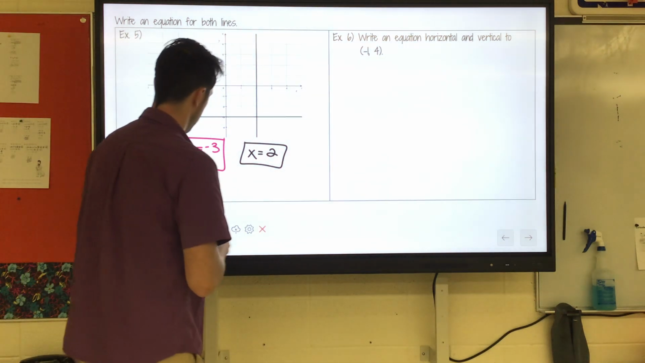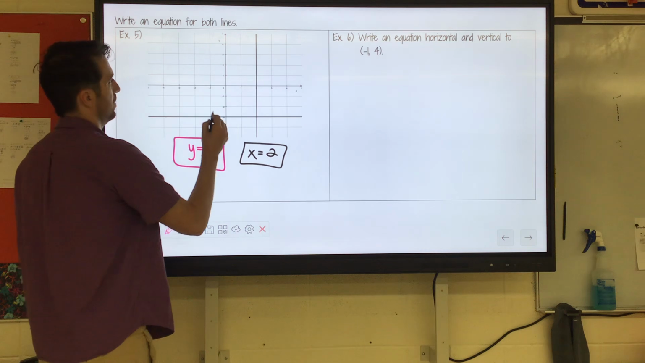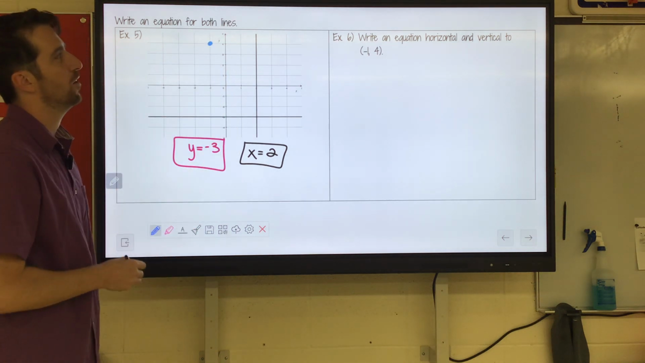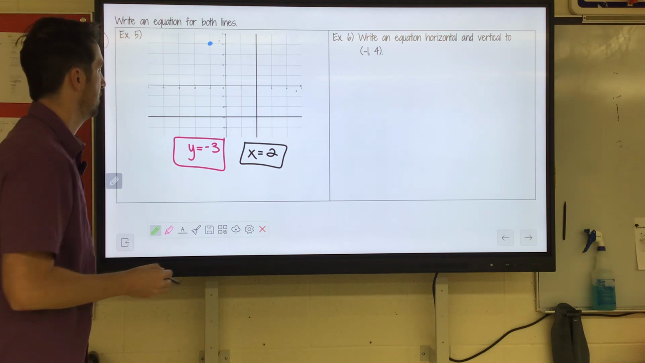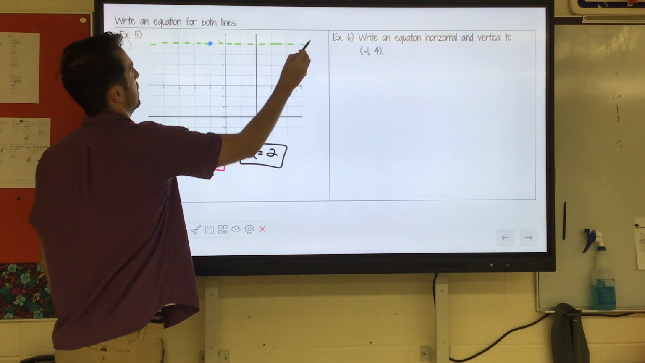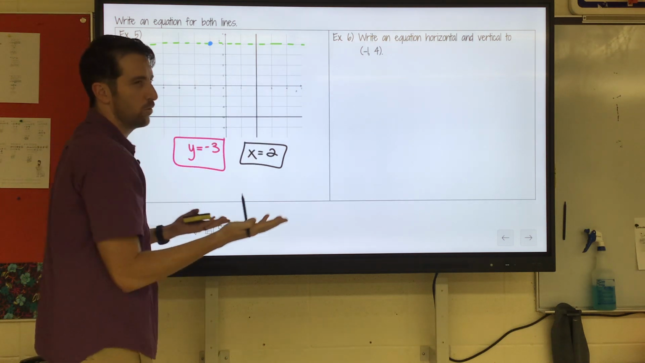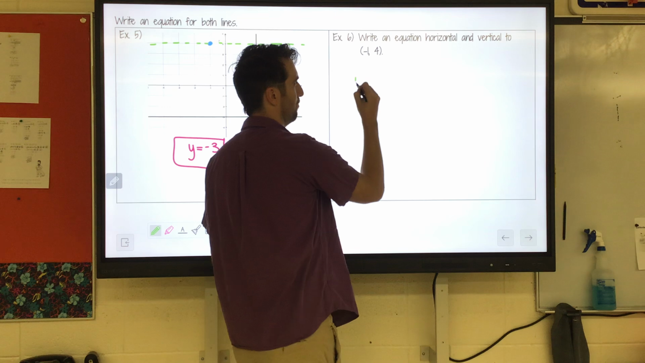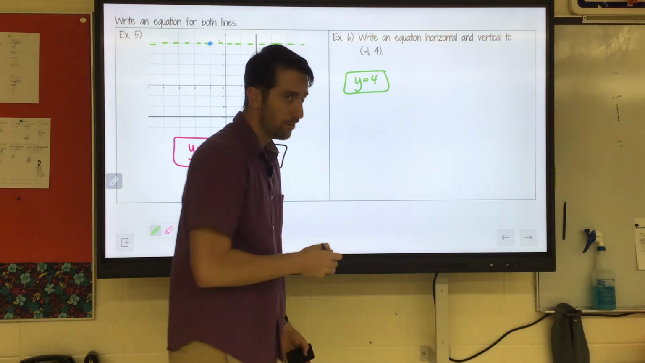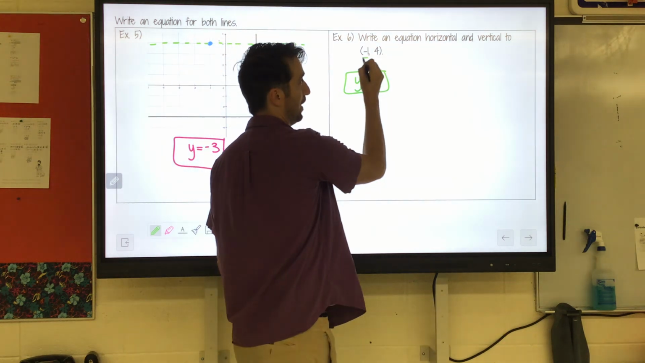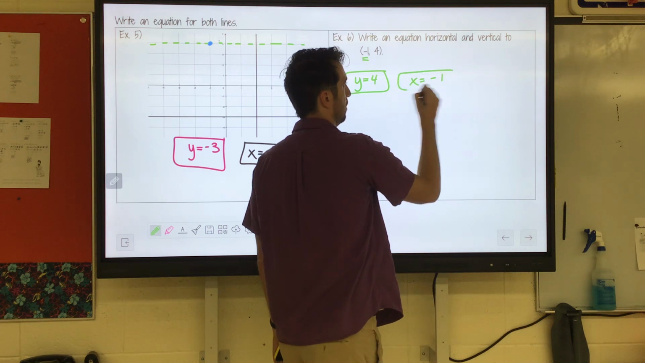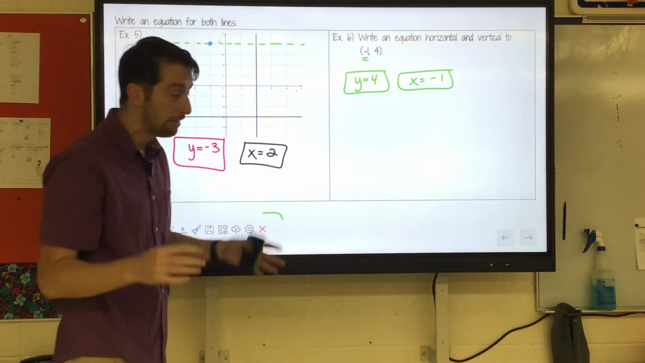Look at that point. Negative 1, 4 would be here. If we drew a horizontal line through it, that would look like this. Right? It's just going to be y equals 4, which is the y coordinate. So if we were to draw a vertical line, it's just going to be x equals negative 1. Okay, alright.